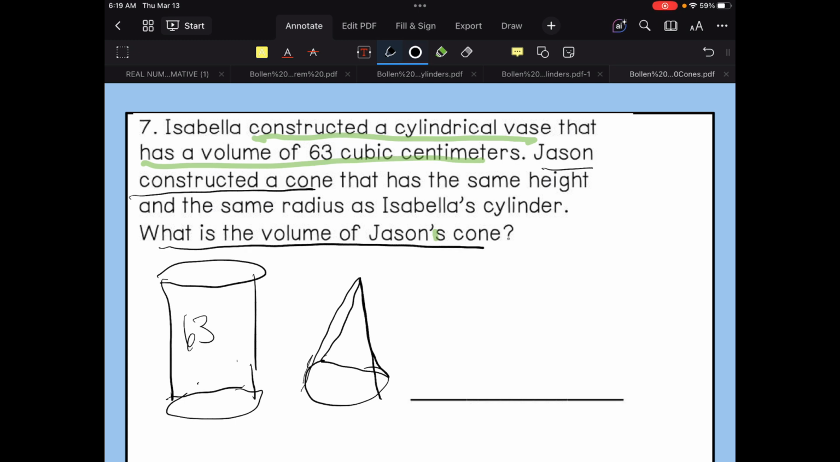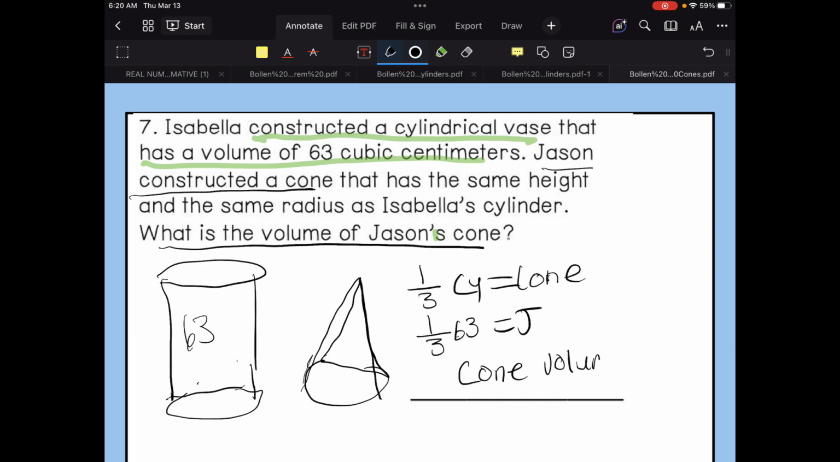So if we know the volume of the cylinder, remember, 1/3 of your cylinder is equal to your cone. And I'm just going to use CY here for cylinder. So we can do 1/3 of 63 is equal to Jason's cone. So all we have to do there is divide 63 by 3, or multiply it by 1/3, and you get that the cone volume is 21. And that's all you had to do for that one.